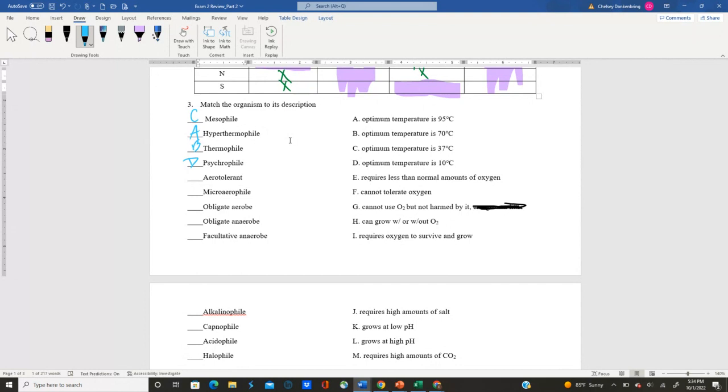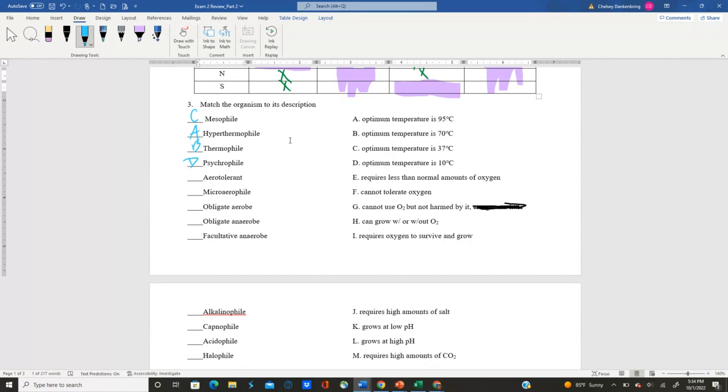No. Oh, aerotolerant. Crap. Yeah, I'm sorry. In my mind, I was doing microaerophile, and I was obsessed with E. And I'm like, why is nobody getting E? Sorry. Okay, aerotolerant. That means they can literally tolerate air.